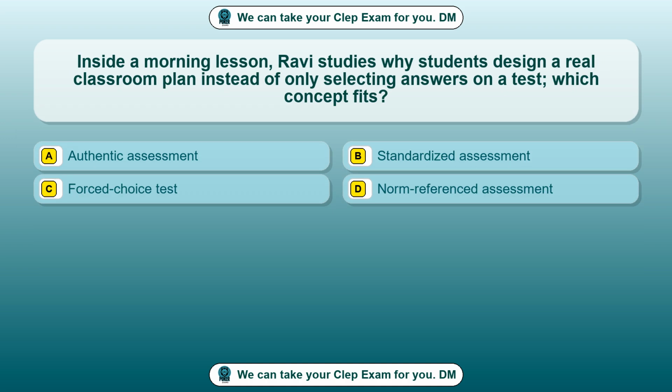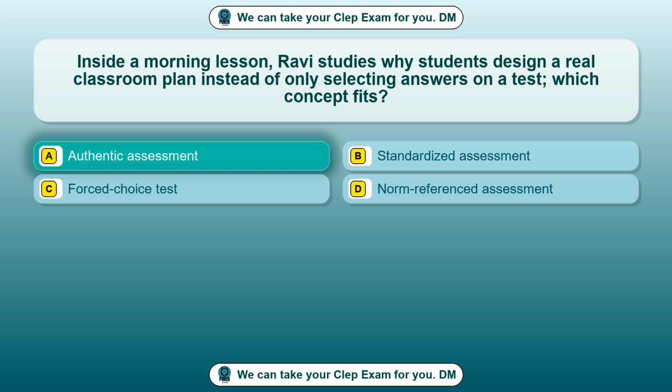Question 59. Inside a morning lesson, Ravi studies why students design a real classroom plan instead of only selecting answers on a test. Which concept fits? Option A, authentic assessment. Option B, standardized assessment. Option C, forced choice test. Option D, norm-referenced assessment. The correct answer is option A, authentic assessment.